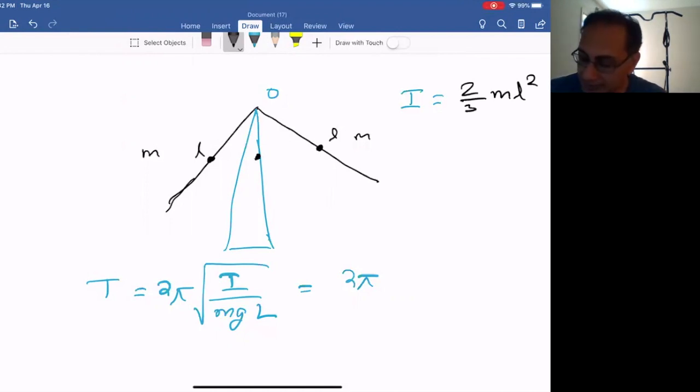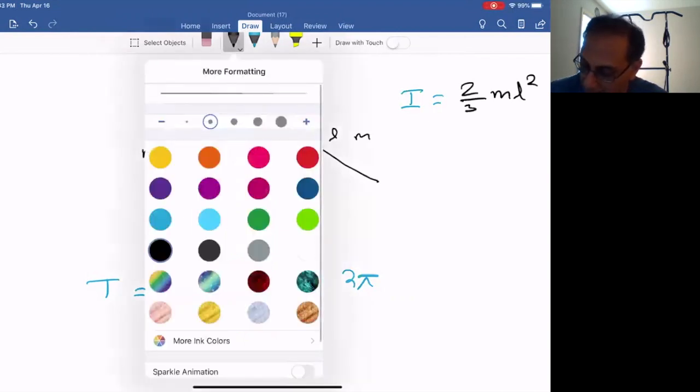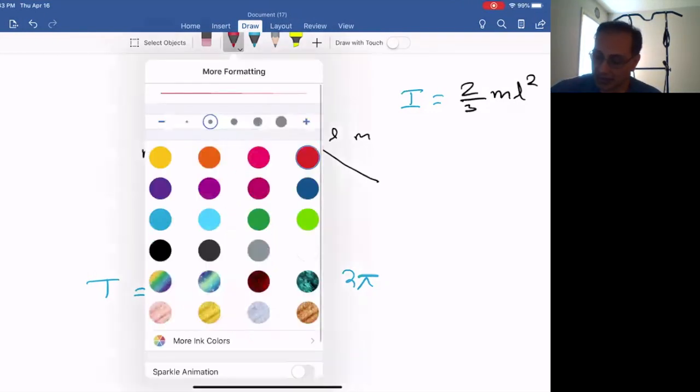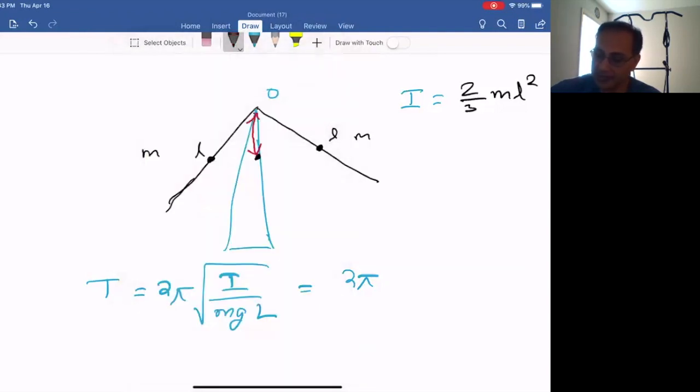So we just need to find this distance. Let's make that a different color. How do we find that? That's just geometry. This length is going to be l over 2. The problem tells us that the L-shaped structure makes a 90-degree angle. So that means this angle here is 45 degrees.